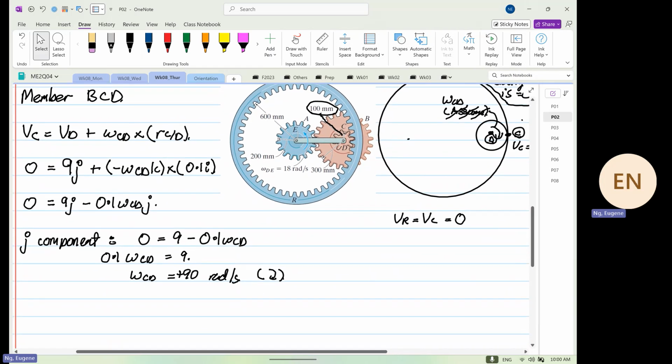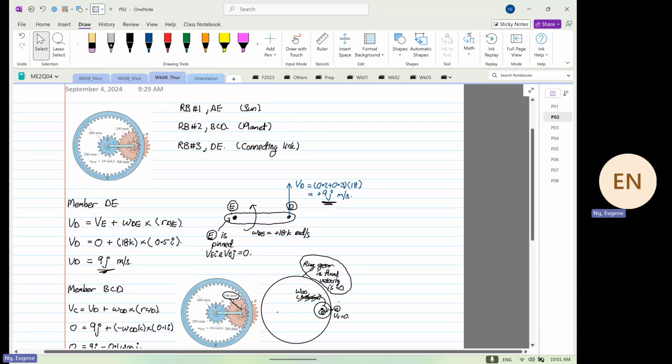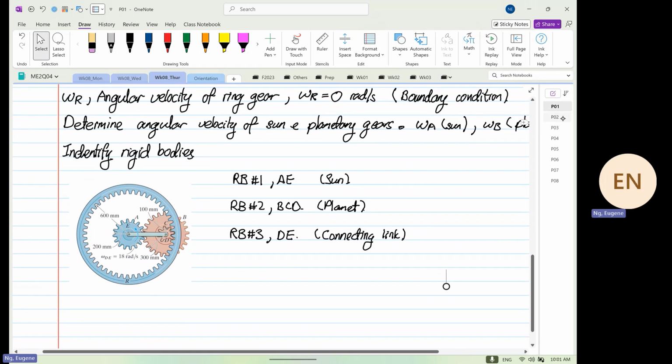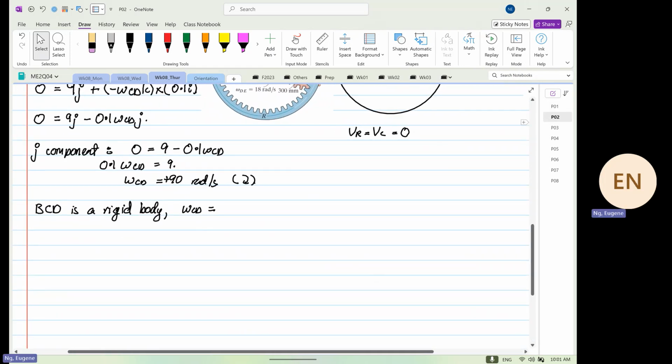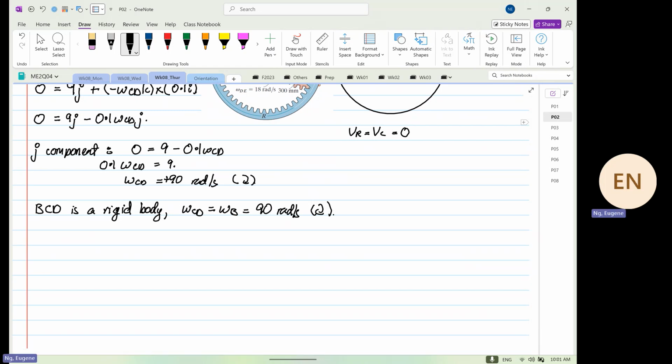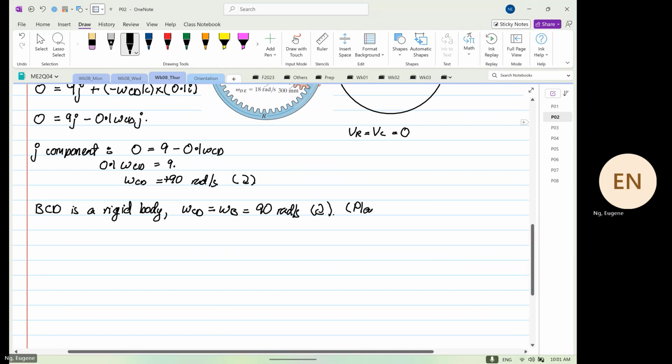And because BCD is a rigid body, we can now declare that omega CD is also equal to what we are trying to find, the gear, our omega B. Omega B is also equal to omega CD, going at 90 radians per second in a clockwise direction. So now we have completed this for our planet here.